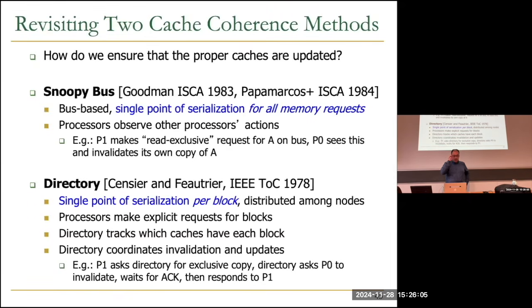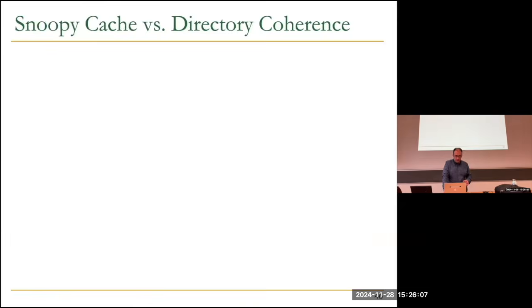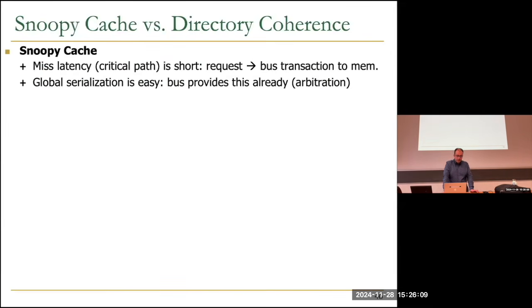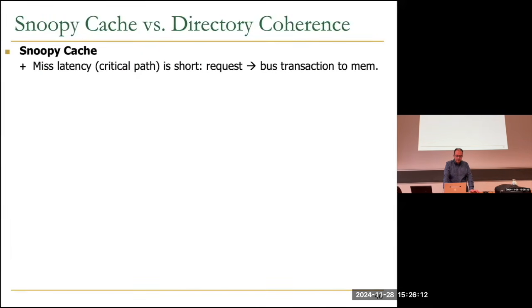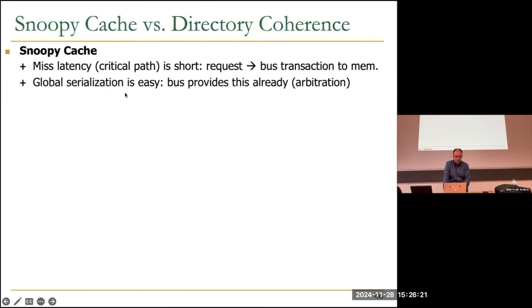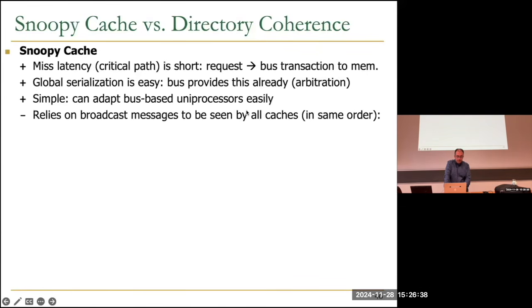Okay, nice. So yeah, these are the two protocols. Now let's compare them very quickly. For snoopy, the cache miss latency critical path is short. Essentially, we just need to request, a bus transaction to memory. And there is this global serialization, which is easy to implement as long as you have a bus. The bus provides this already, so implementing that global serialization is easy. And it's simple, which can adapt bus-based uniprocessors easily.